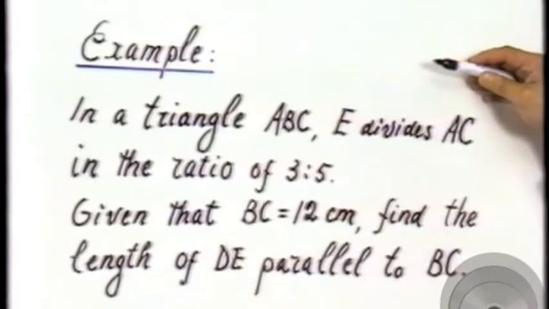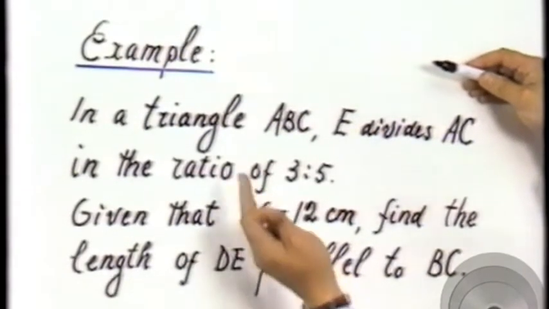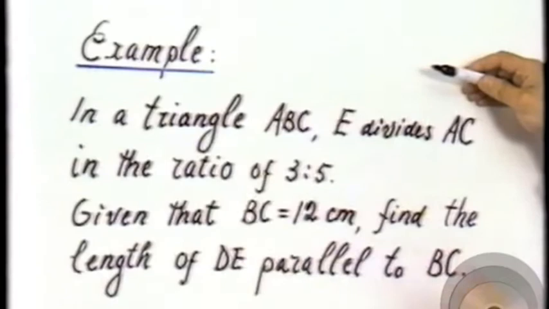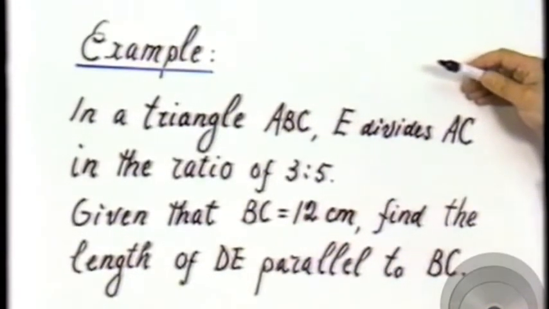This is one of the cornerstone theorems we have in geometry. It has many useful applications. We have here an example of a typical geometrical problem that we use in association with similar triangles. And here is the problem. In a triangle ABC, E divides AC in the ratio of 3:5. If we're given that BC is equal to 12 centimeters, find the length of DE parallel to BC.